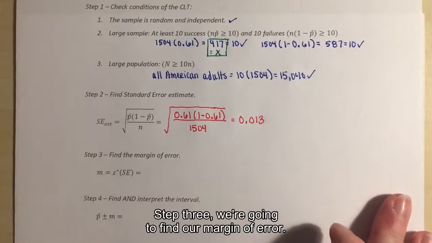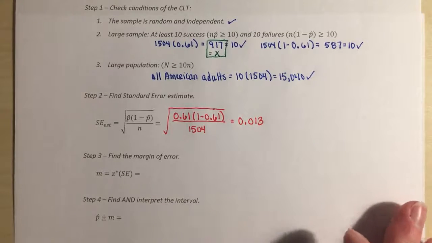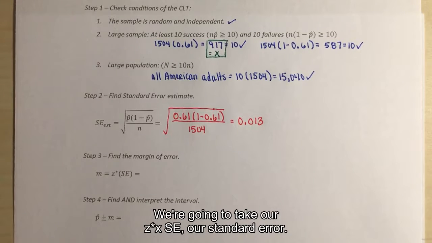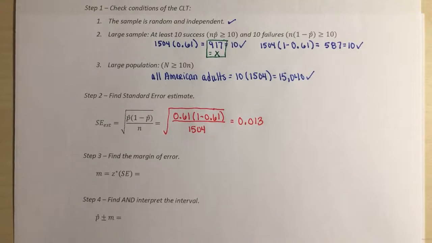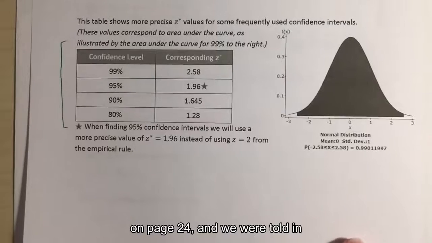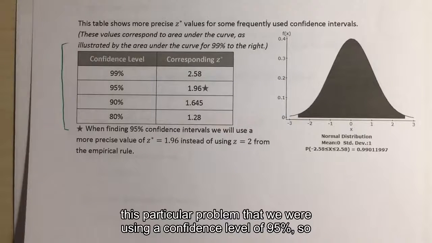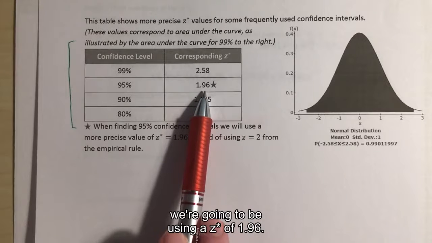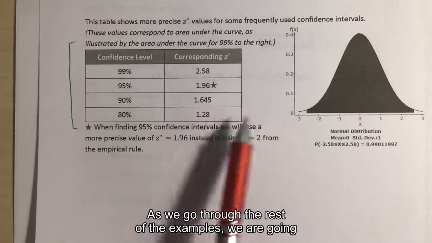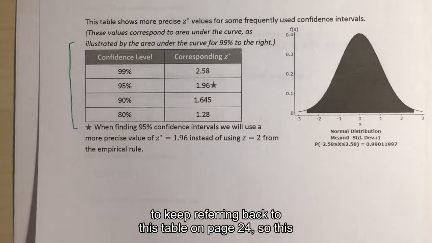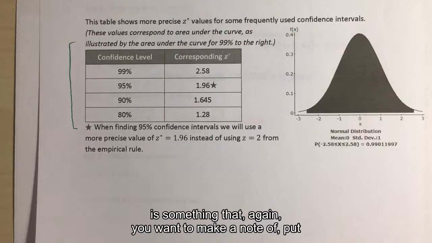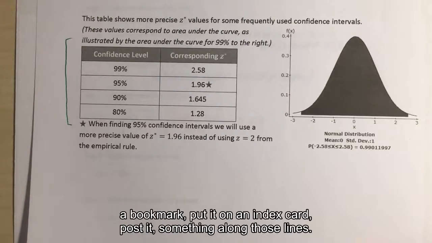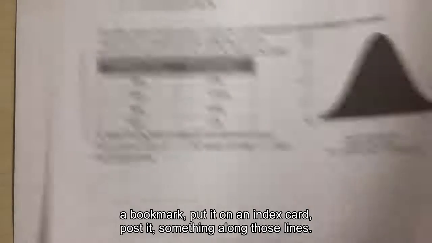All right, step 3, we're going to find our margin of error. So we're going to take our z star times SE, our standard error. So we go back to our table. Again, we're using this little table on page 24. And we were told in this particular problem that we were using a confidence level of 95%. So we're going to be using a z star of 1.96. And as we go through the rest of the examples, we are going to keep referring back to this table on page 24. So this is something that, again, you want to make a note of, put a bookmark, put it on an index card, post it, something along those lines.